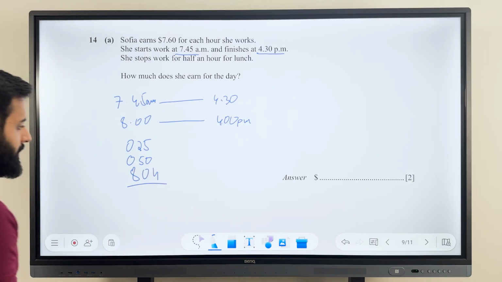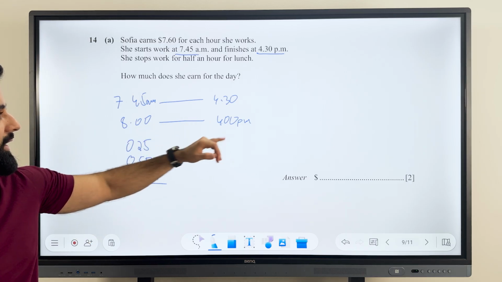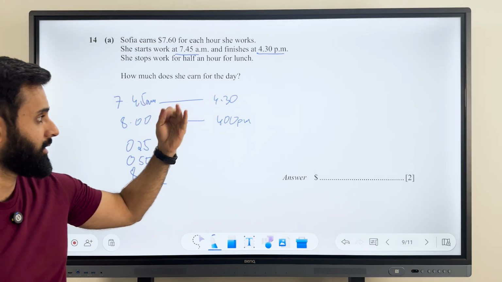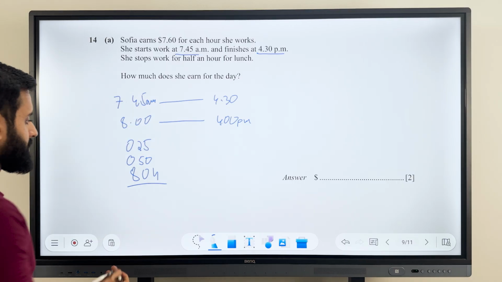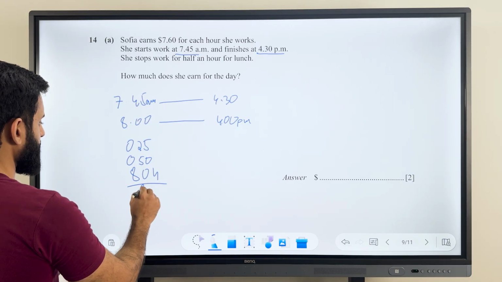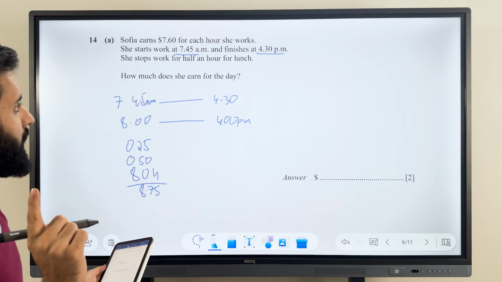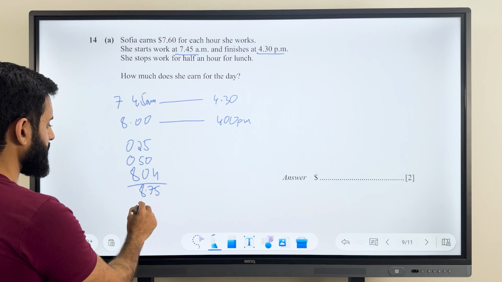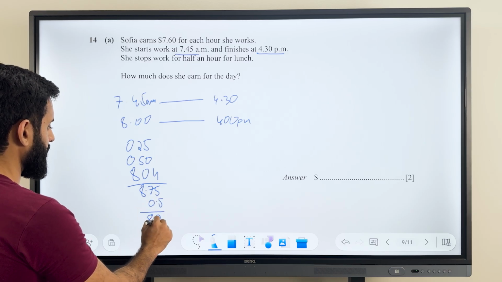Now let's add them up. Just to be sure, let's count it again from 8 a.m. to 4 p.m. So that's 9, 10, 11, 12, 1, 2, 3, 4. So that is in fact 8 hours. So 8 plus 0.5 plus 0.25 is 8.75. But be careful, she takes a break for half an hour. So now let's subtract 0.5 of an hour. So we're left with 8.25.